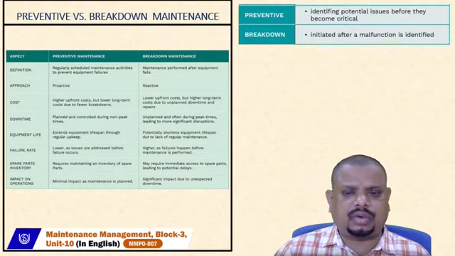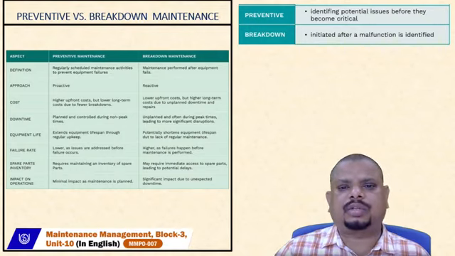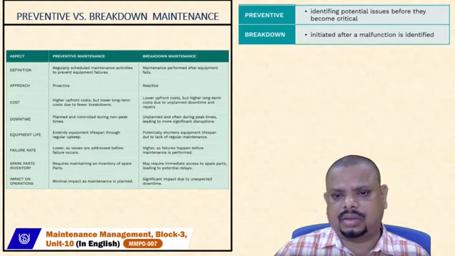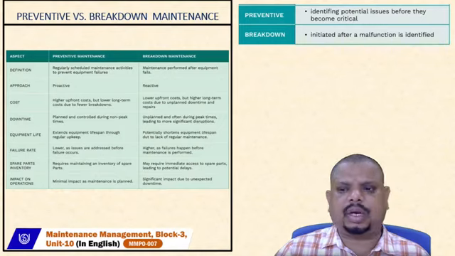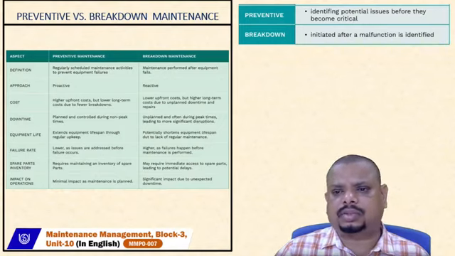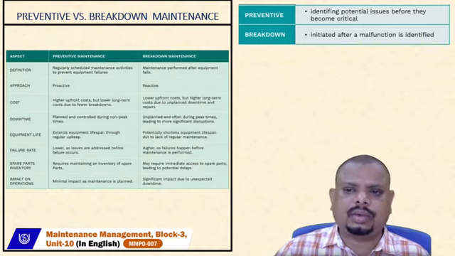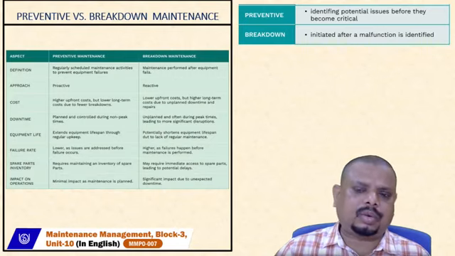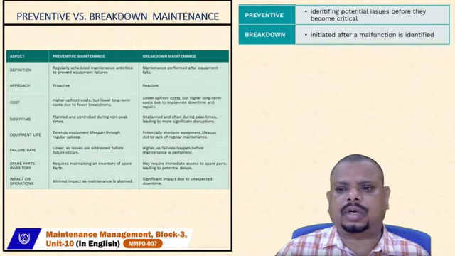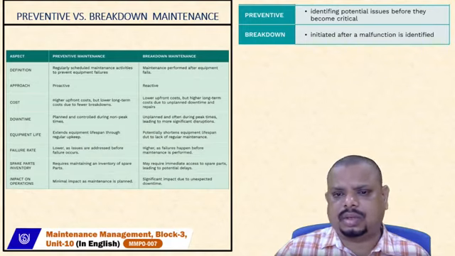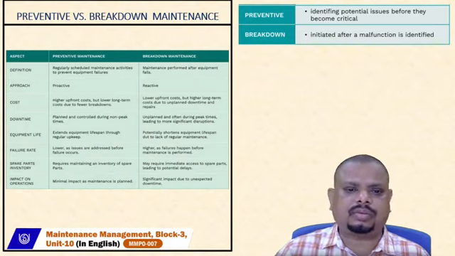Moving to the next one, the fundamental concept of breakdown maintenance is that it is initiated after the malfunction is identified. Breakdown means if you run your bike for a certain period and during the ride the engine suddenly stops, then inspection should be done to identify the type of breakdown or malfunction. Then after that you have to implement the repair.